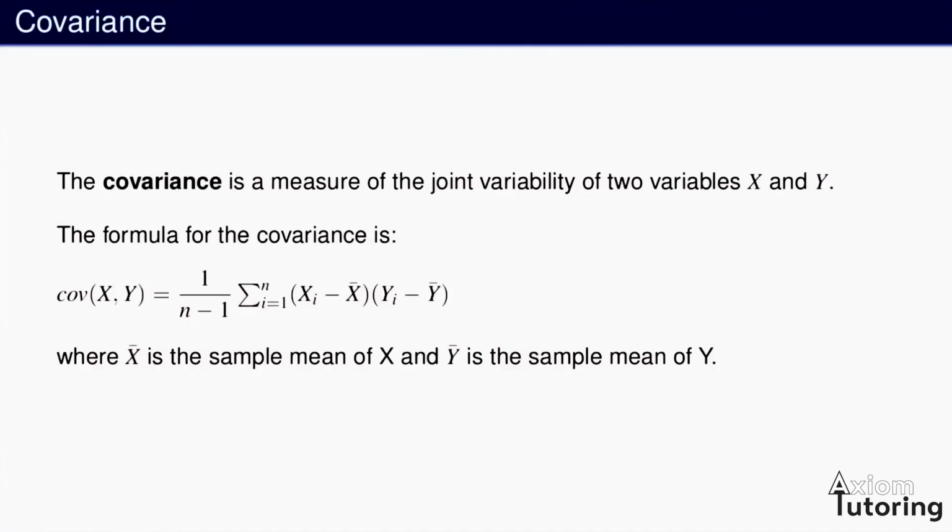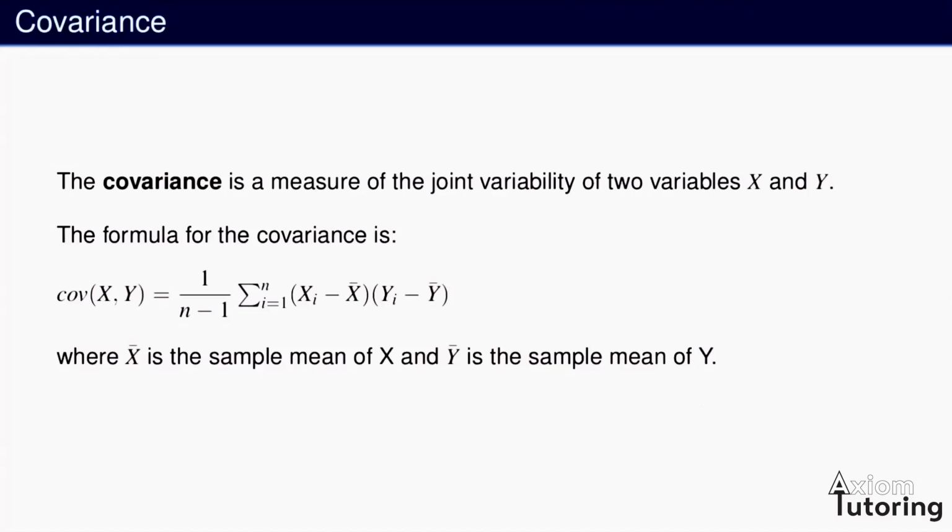So if you remember in the previous video, we looked at scatter plots and how it could be useful to look at how one variable covaries with another variable. But if we want to do it in a way that is not graphical, but more mathematical, one thing that we can calculate is the covariance. And the covariance is a measure of the joint variability of two variables, x and y.